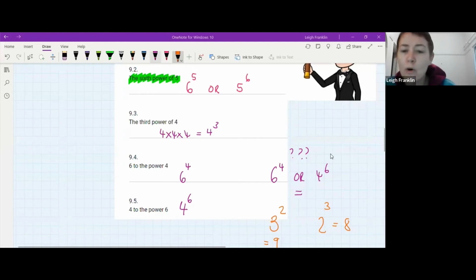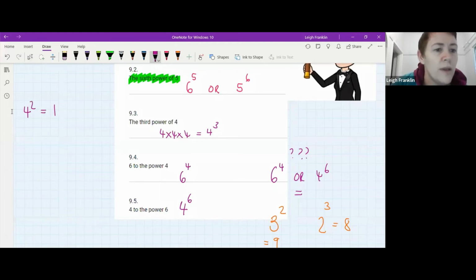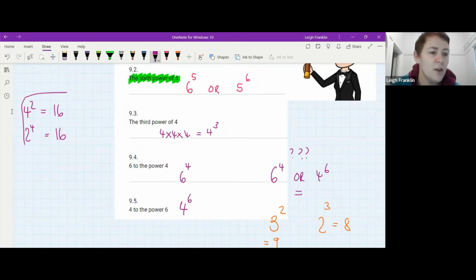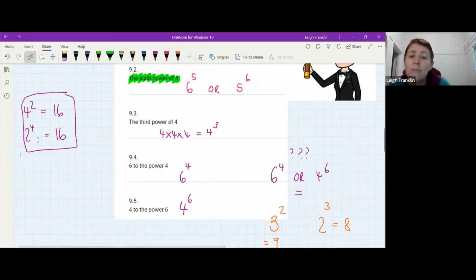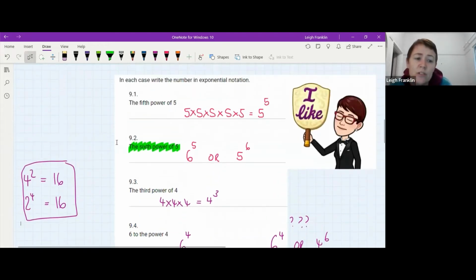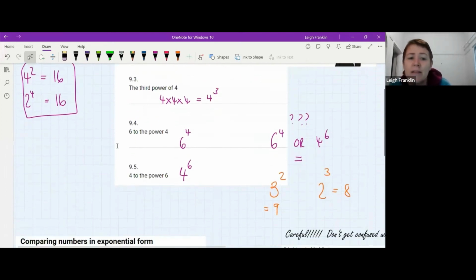The one where I know we definitely do get the same, Kat, help me here. I know with 4 to the power of 2, we get 16. And 2 to the power of 4, yes, we also get 16, but that's the only one that I can think of where we would get the same answer. So that's really important, grade 7s. If we just switch the base and switch the exponent, it doesn't necessarily mean the same thing.